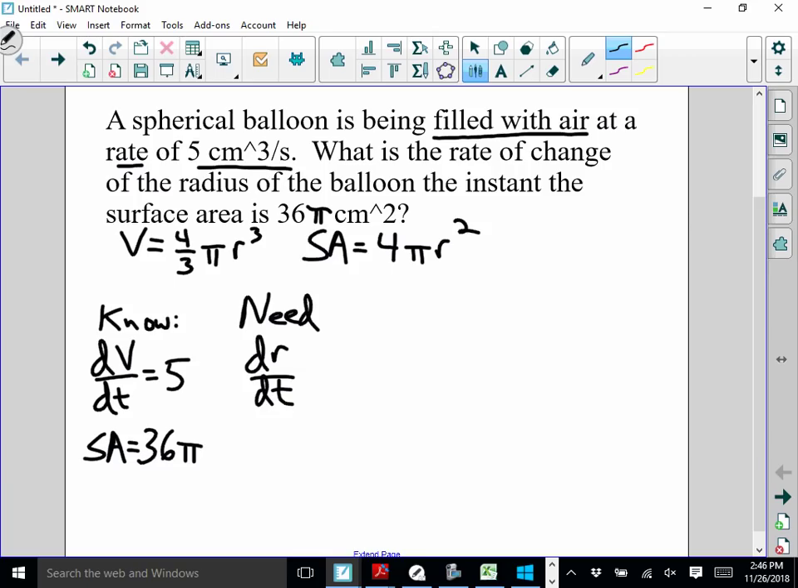Next, I need to find an equation that I am going to derive. Now, when we do this, we need dr/dt. Well, r shows up in both of my equations. So which one do I use for my derivative? Well, look back at the know column. What we know is dV/dt. So we want volume to be the equation that we derive. So the equation that I'm going to derive is my volume equation.